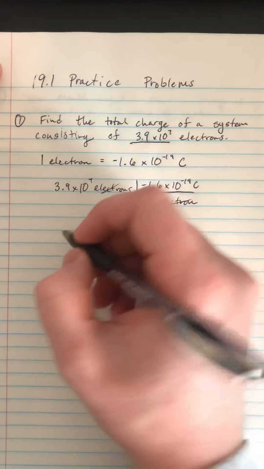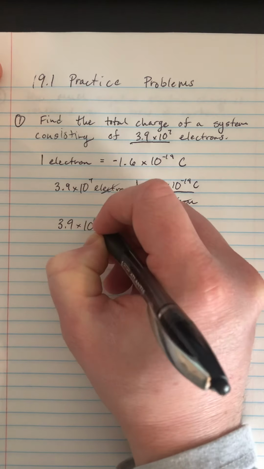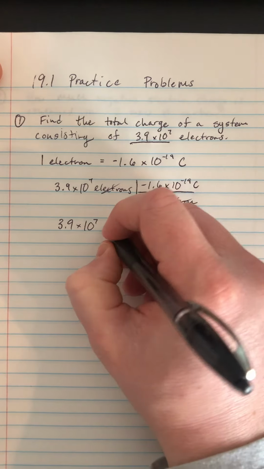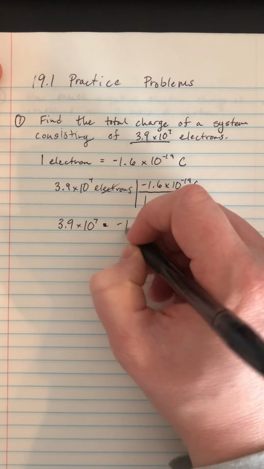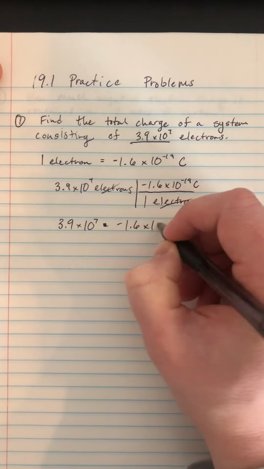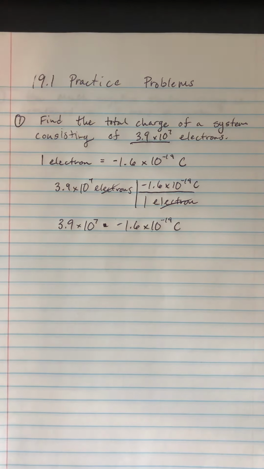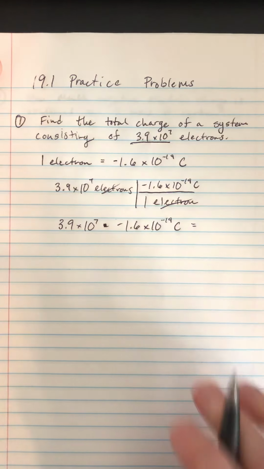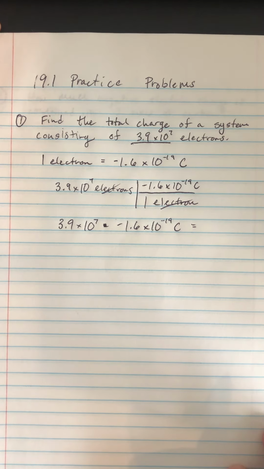So we get 3.9 times 10 to the 7th times negative 1.6 times 10 to the negative 19th coulombs. And we can get an answer there. Now, for those of you that aren't sure how to do this, since it's been a while since you've done multiplication with scientific notation, there's basically two ways to do it.